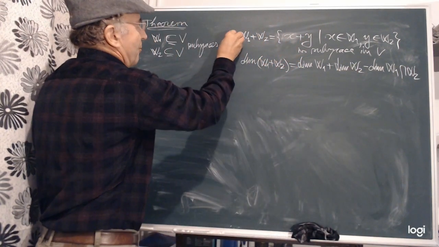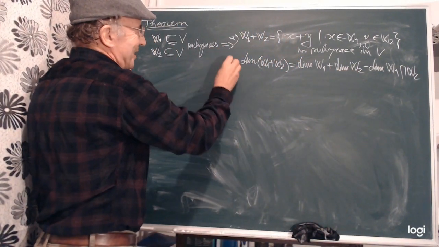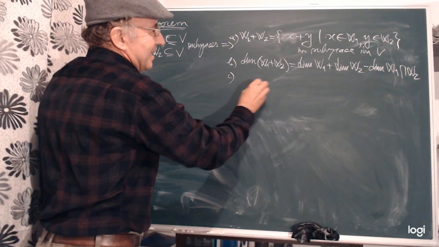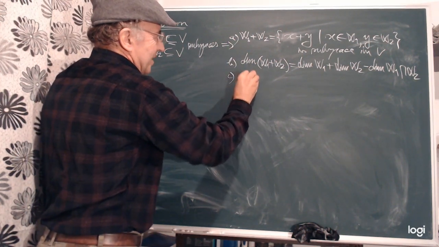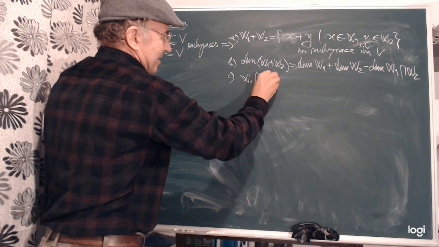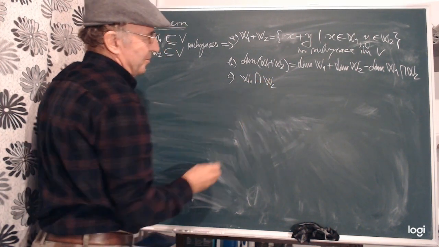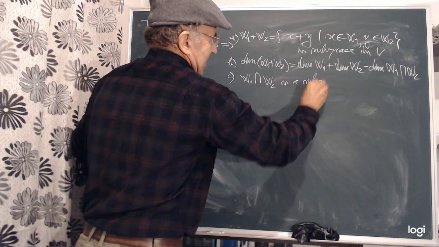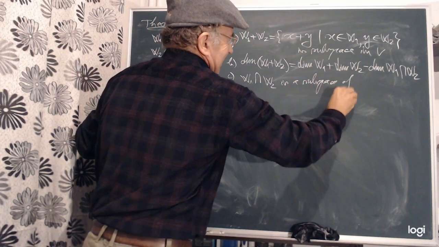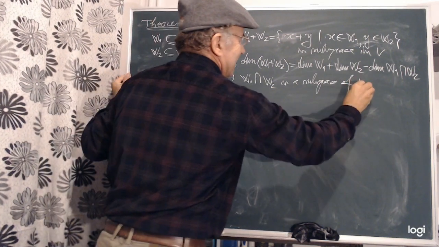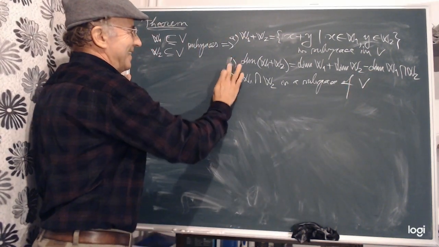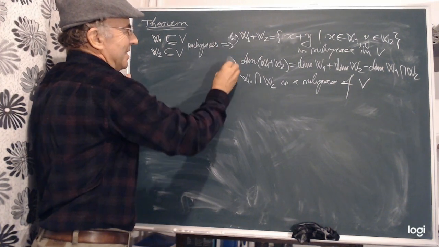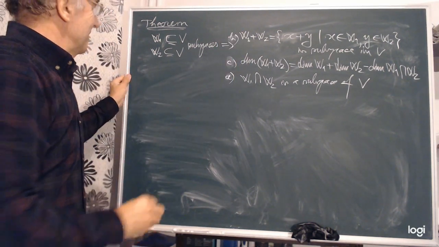Let us point A, point B, point C here. W1, the intersection of W1 and W2 is a subspace of V. The order, the natural order, is this one, A, B, C. So, proof.